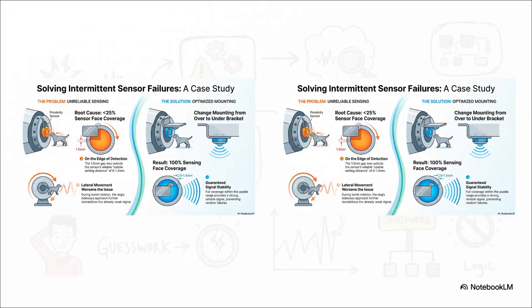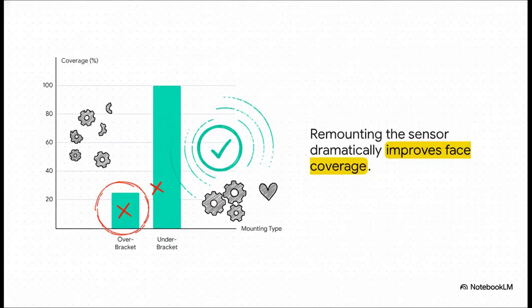Take a look. On the left, you see the problem. The sensor is mounted over the bracket, which creates that critical 1.5 millimeter gap. And the solution? On the right, we simply remount the sensor under the bracket. That's it. This one small change moves the sensor closer to the dog and completely changes the physics of the entire interaction. And just look at the difference this makes.